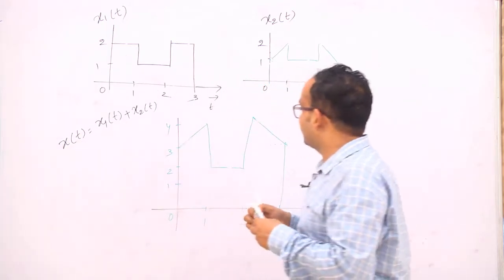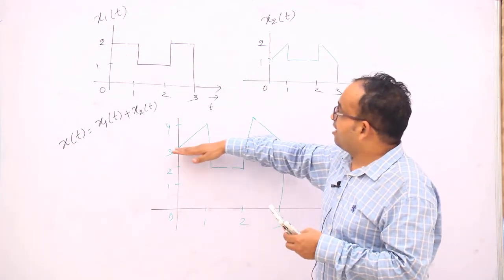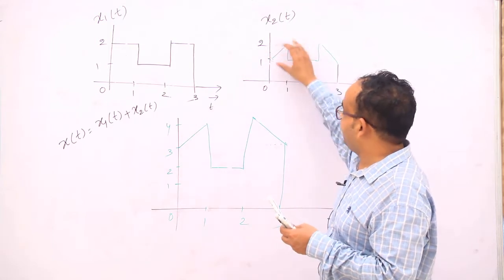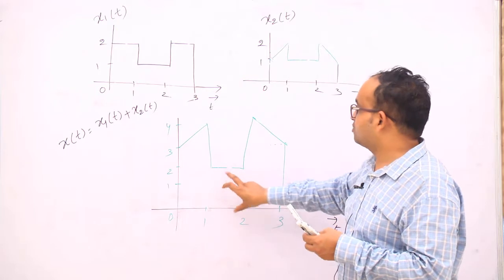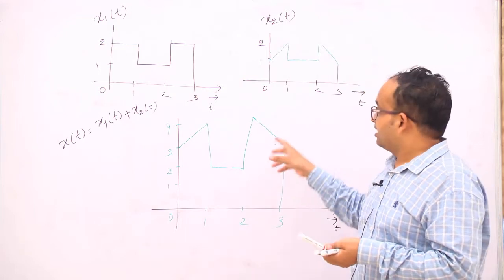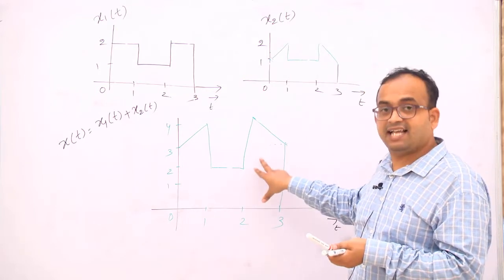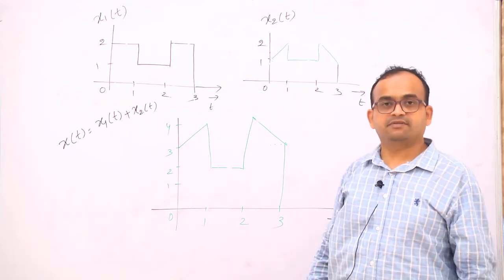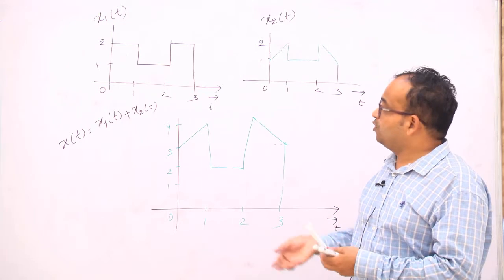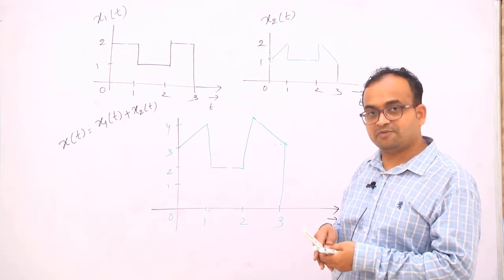The signal is sitting over 3, and this value is 1 plus 1, which is 2. So now the resultant signal will look like this when we are adding x1 plus x2. Right? Similarly, we can also subtract the signals.